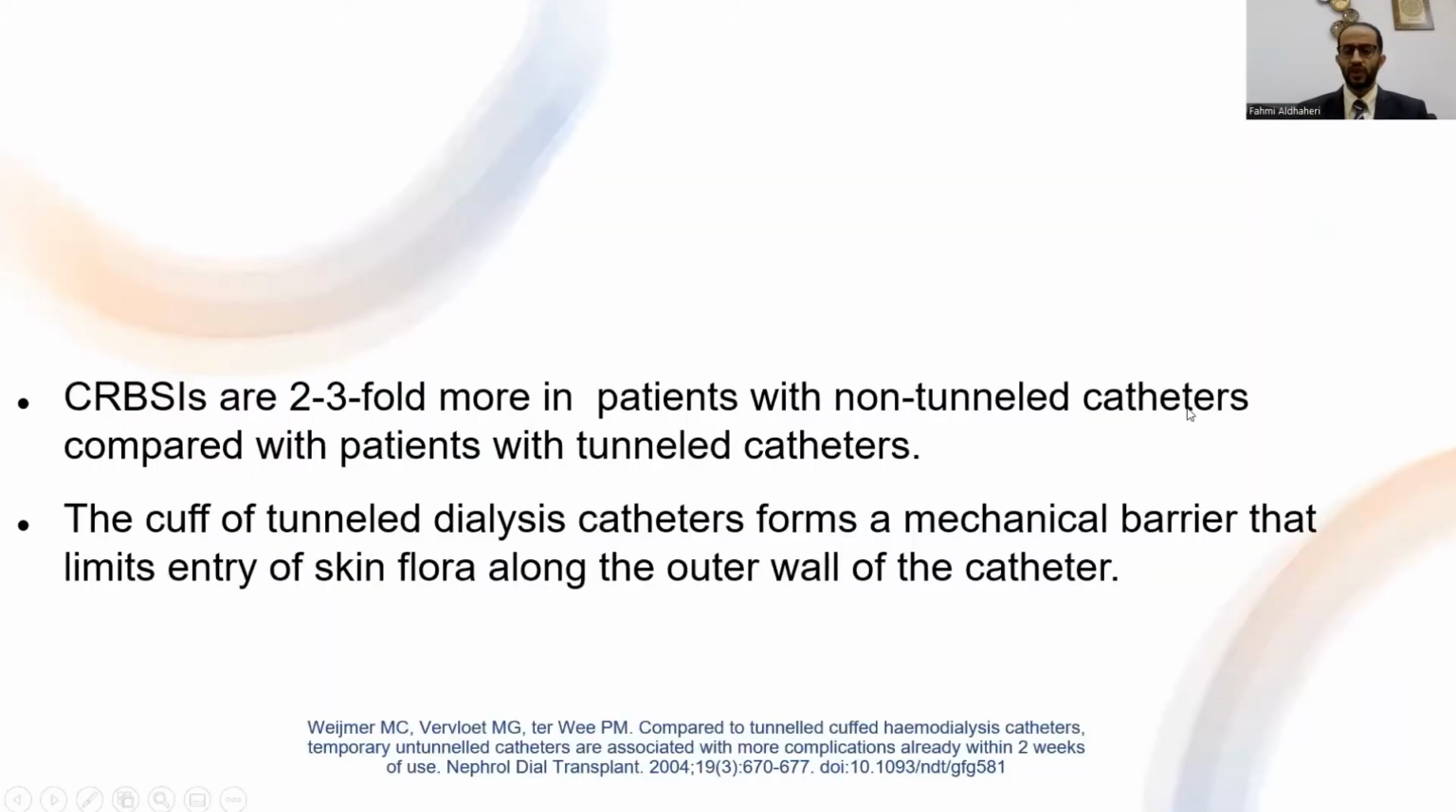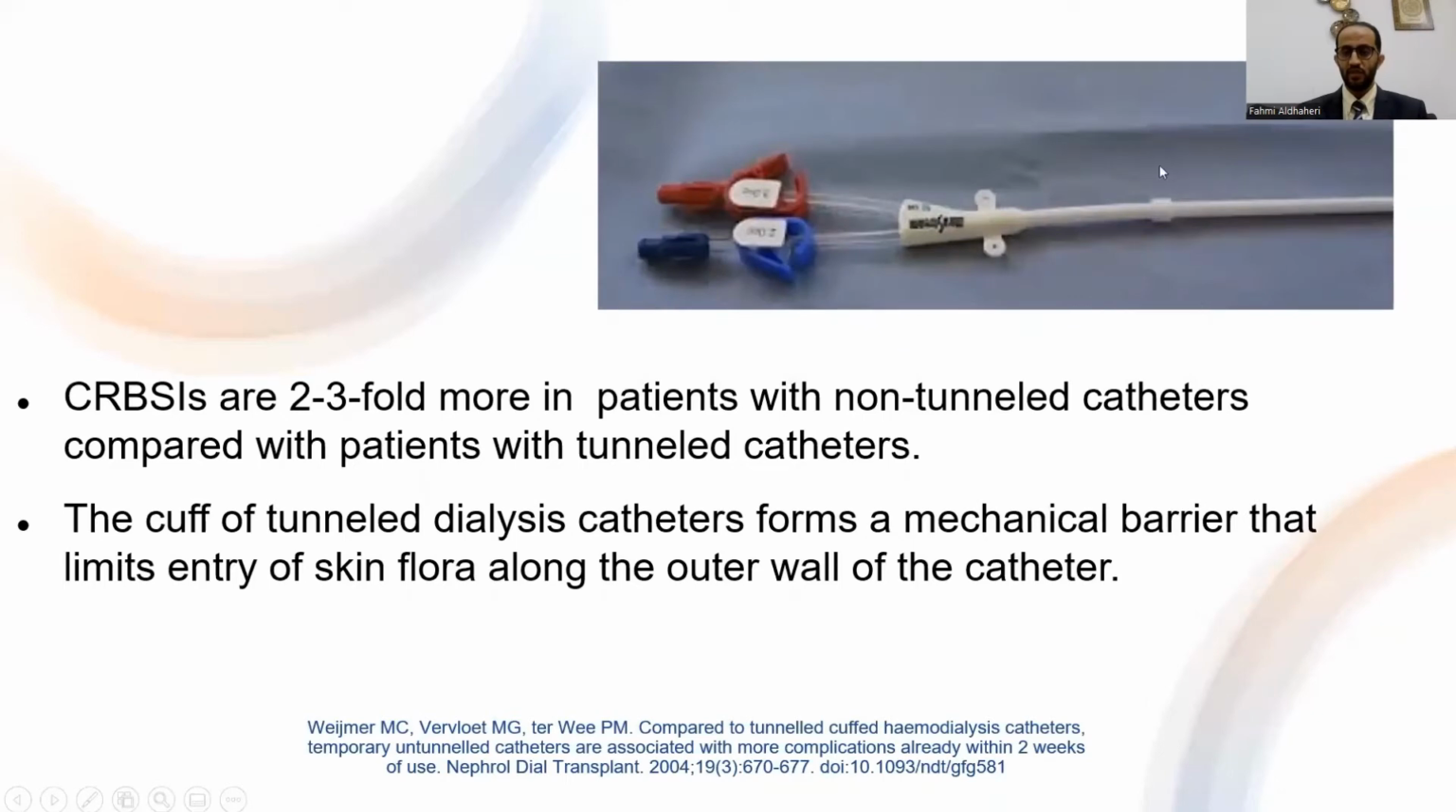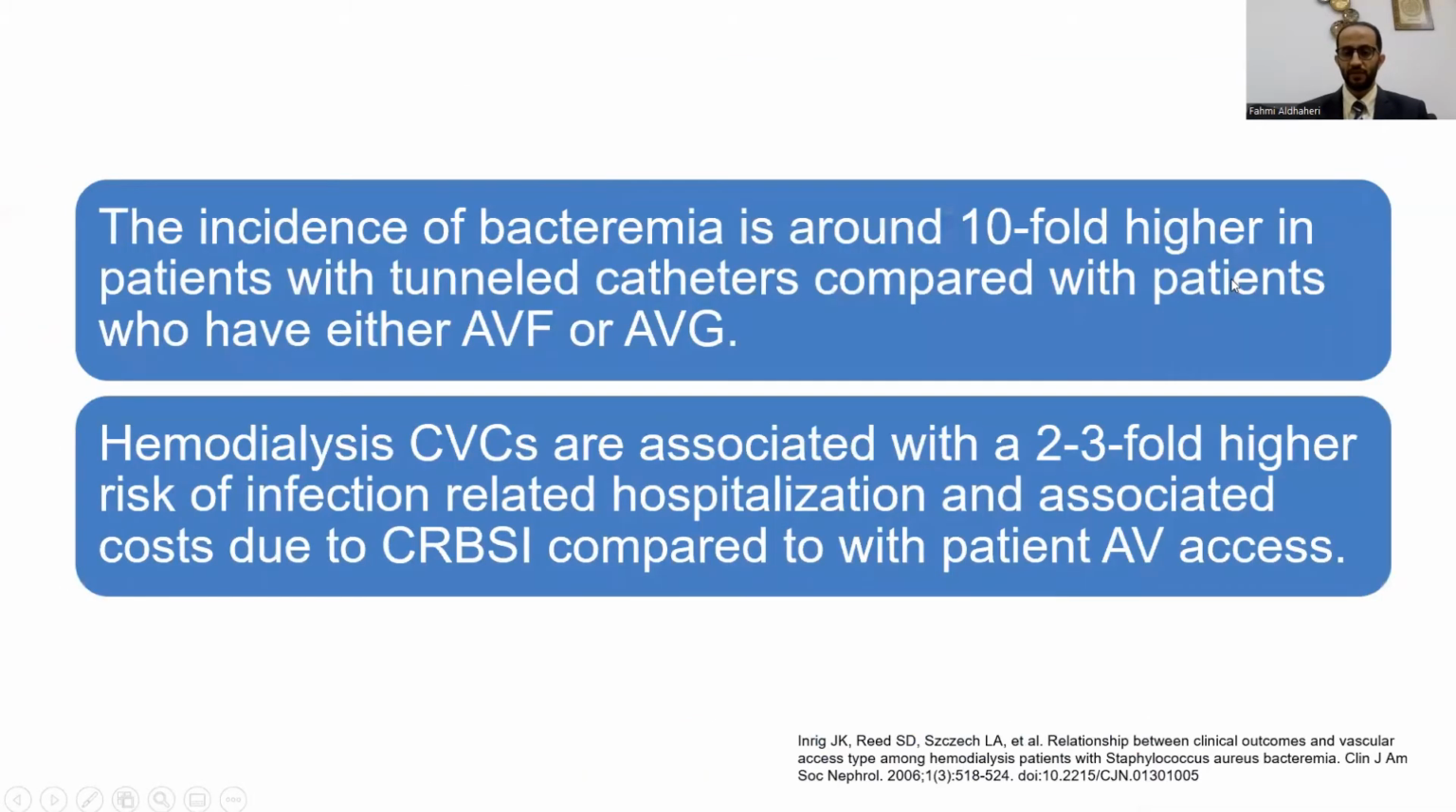It also showed that the risk of CRBSI is more associated with non-tunneled dialysis catheters compared to patients with tunneled dialysis catheters. Why is that? Because a tunneled dialysis catheter contains what you call a cuff. This cuff forms a barrier which limits the entry of skin flora along the wall of the catheter.